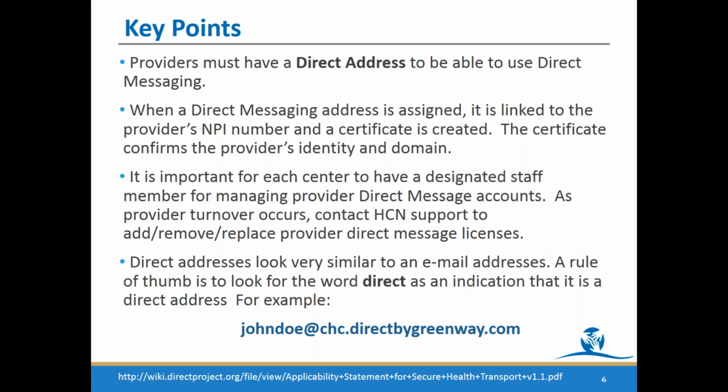There are some key points that I want you to keep in mind when we're discussing direct messaging. One of them is all providers must have a direct address. In order to get a direct address, you need to apply. The providers go through identity proofing, and they link that information to their MPI number. Once that information is verified, they get a certificate that confirms their identity, and that's how they obtain a direct address in order to participate in the direct project.